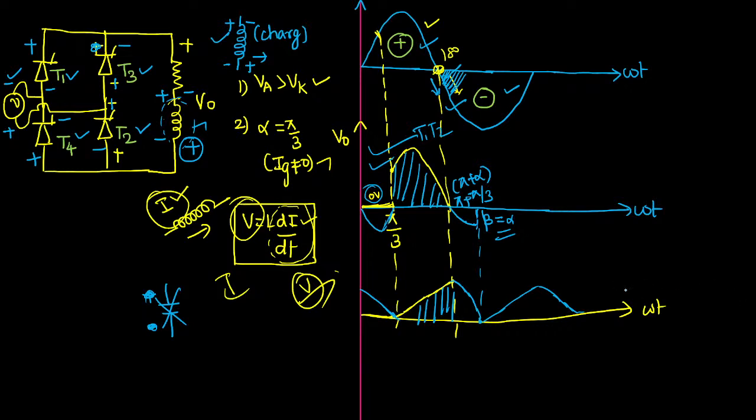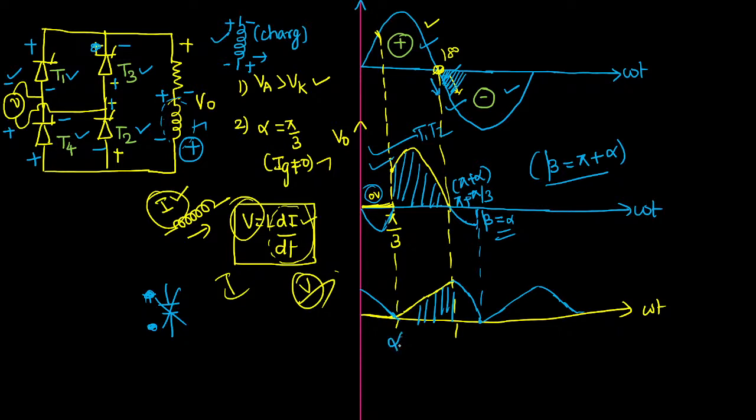Okay sir. Now you might have understood, and I told you here they haven't talked about the extinction angle. In the question, if the extinction angle is not given, you can assume that the extinction angle will be equal to pi plus alpha. That is, it will be equal to the point where we fire the next thyristor. If it is not given, by default you can take that. Remember that.